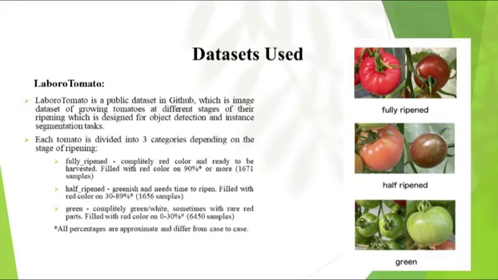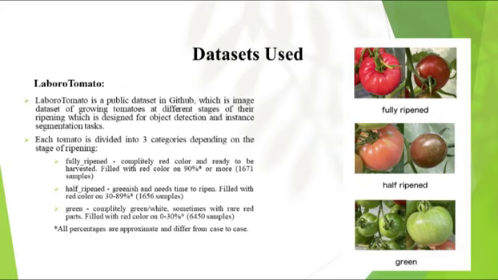Datasets used: Laboratomato. Laboratomato is a public dataset on GitHub, which is an image dataset of growing tomatoes at different stages of their ripening, which is designed for object detection and instance segmentation tasks. Each tomato is divided into 3 categories depending on their stage of ripening.